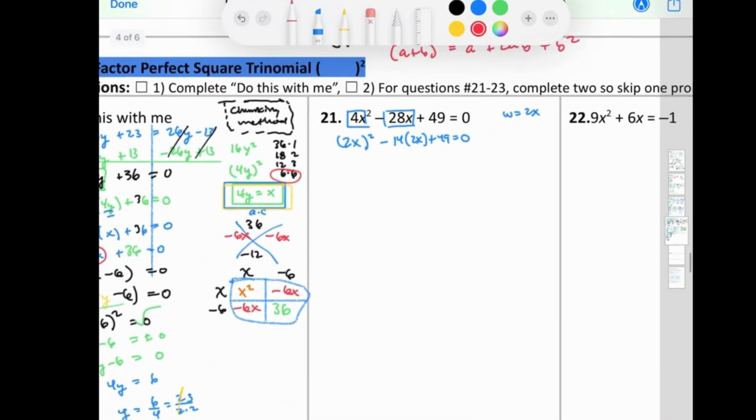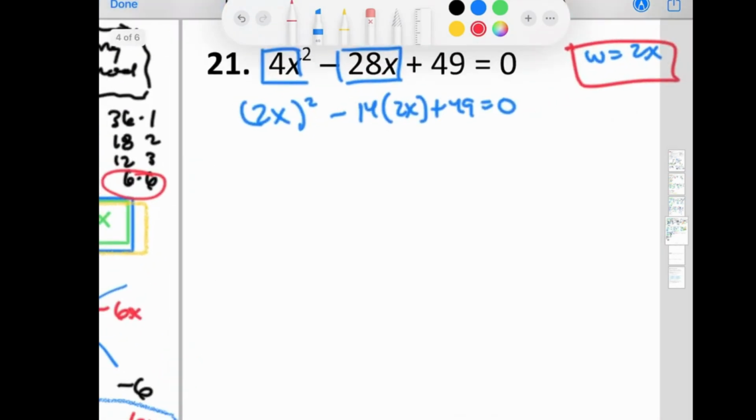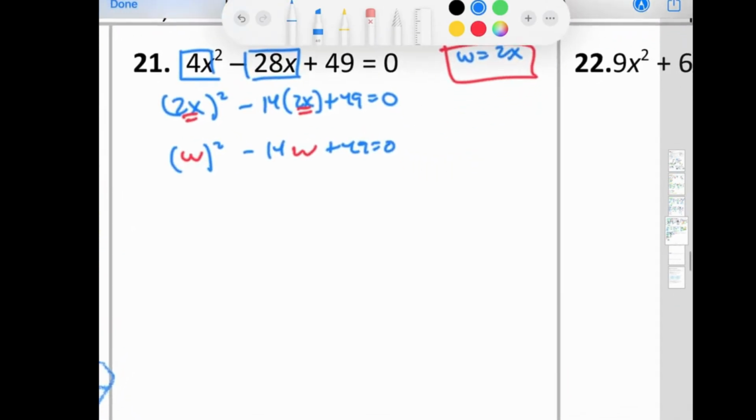And then every time I see 2x, I can write w. So I see 2x, I'm going to write a w. I see 2x, I'm going to write w. So you get this, and those parentheses go away, right? And then you can just do your A, B, and C, right? A is 1, B is negative 14, C is 49.